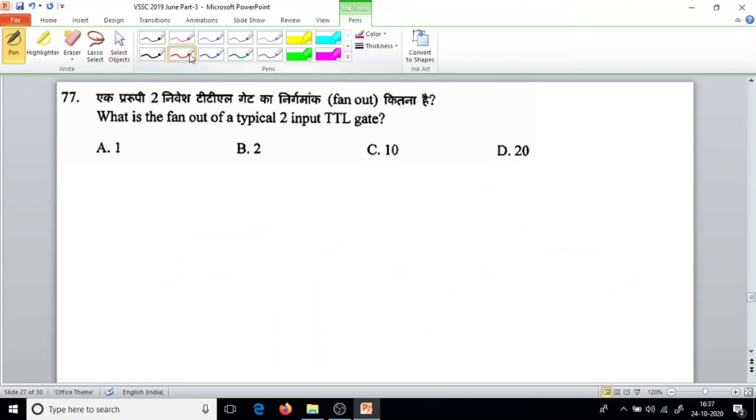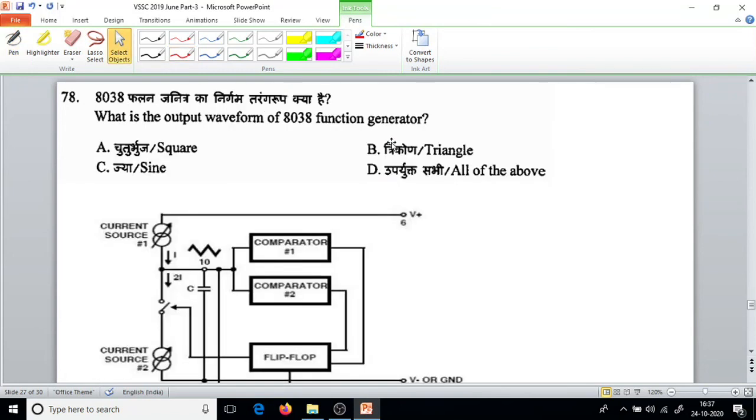Question number 77: what is the fan out of a typical 2-input TTL gate? Fan out means how many gates it can drive. The fan out of a TTL gate is 10. We'll go to the next question.